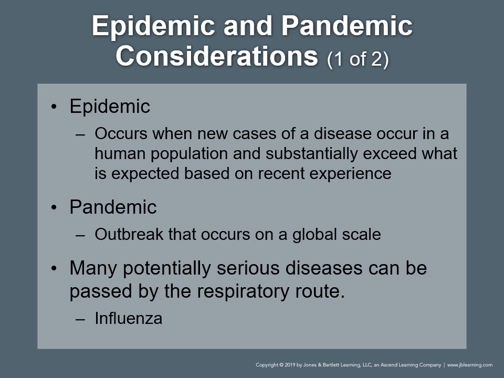The H1N1 strain of influenza type A became a pandemic in 2009. It may make chronic medical conditions worse. All strains of influenza type A are transmitted by direct contact with nasal secretions and aerosolized droplets from coughing and sneezing by infected people. Many potentially serious diseases can be passed by the respiratory route.